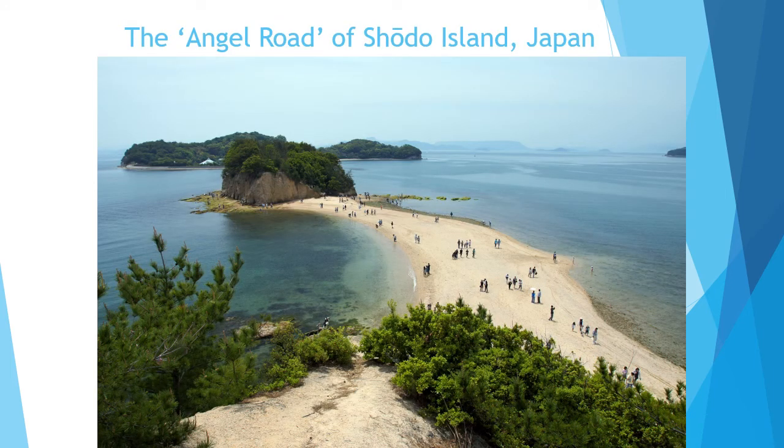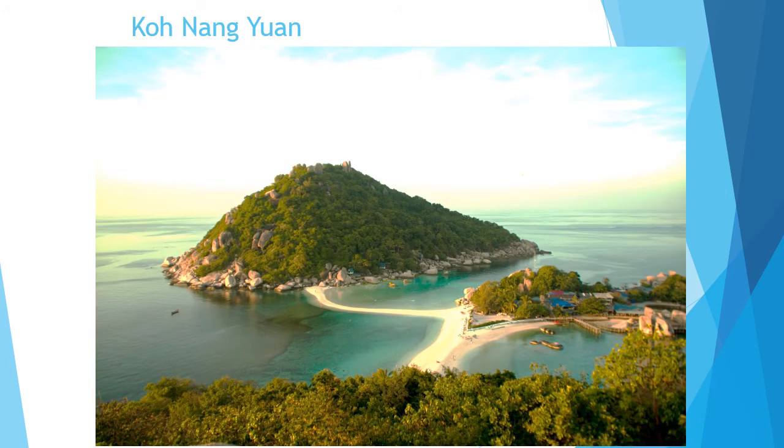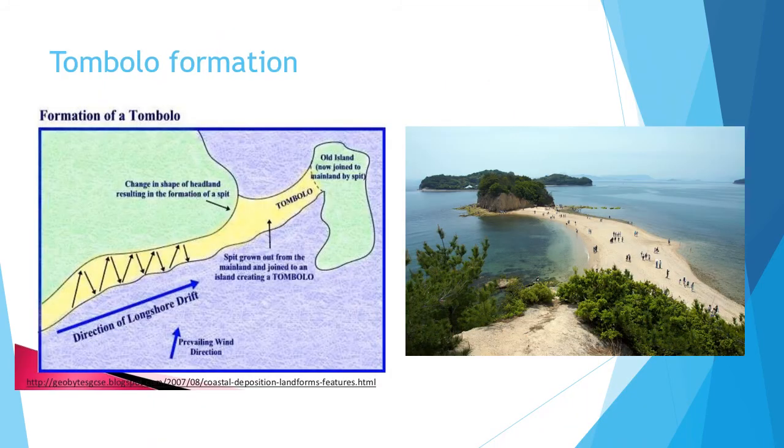And finally we get my favourite. This is called a tombolo, and this particular one, Angel Road in Japan, is really beautiful and it attracts a lot of tourists. In fact, this is my particular favourite tombolo. This is Koh Nang Yuan in Thailand. I've visited this place a couple of times. It's absolutely beautiful. What happens here is that a spit is created, but that it reaches an island, and so it connects the island to the mainland.